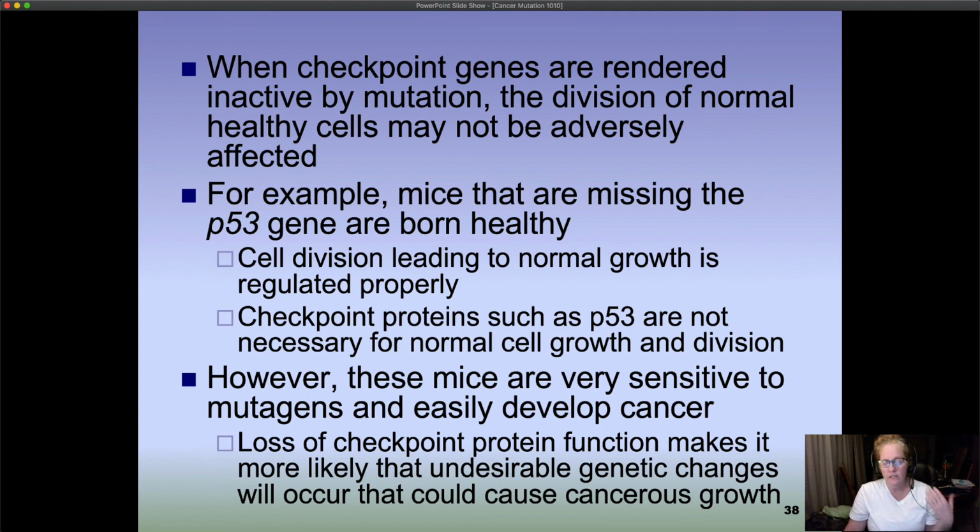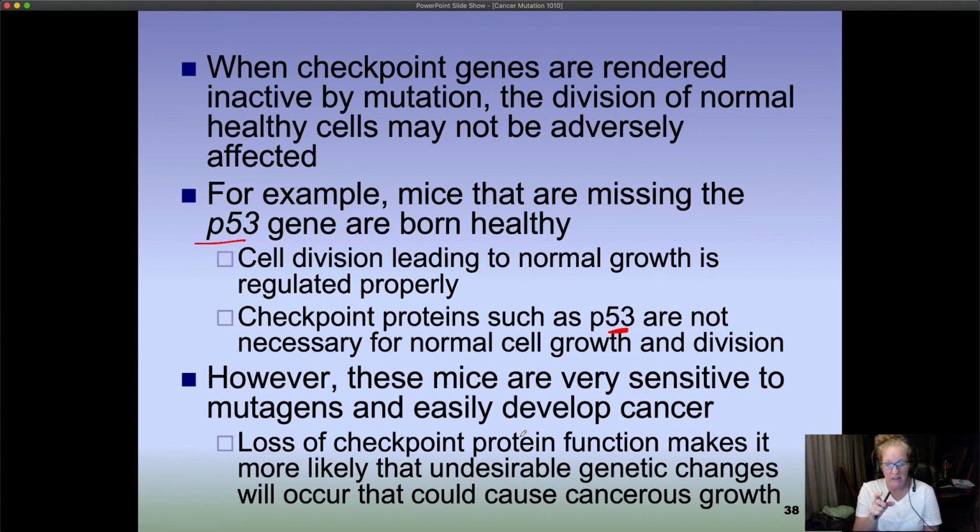Checkpoint genes can sometimes be rendered inactive because of mutation. And so the division of healthy cells doesn't necessarily get affected, but the division of unhealthy cells will. So there's an example here of mice that are missing the P53 gene. They point mutated the gene for P53 in these mice so that it was non-functional. Cell division led to normal growth and was regulated correctly, but checkpoint proteins are not necessarily. What they were showing is that P53 is not necessary for normal cell development.